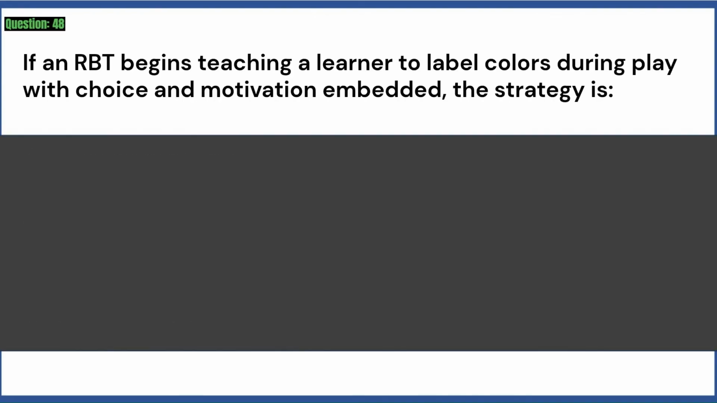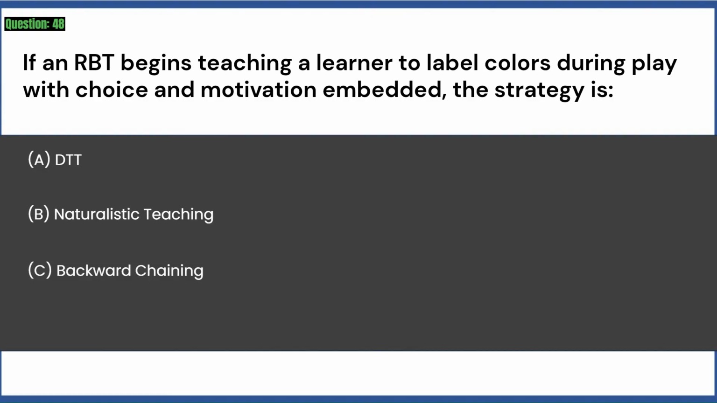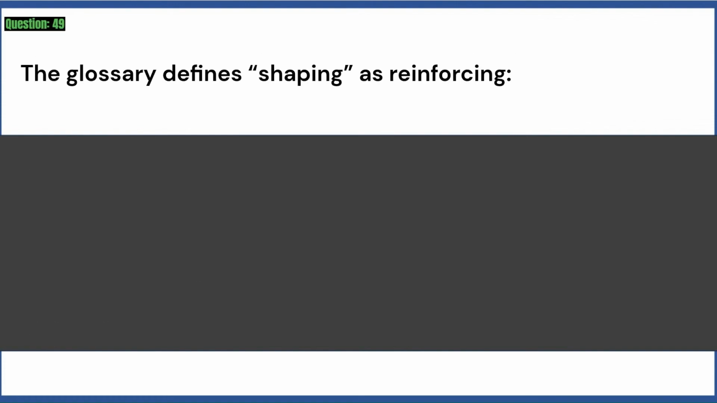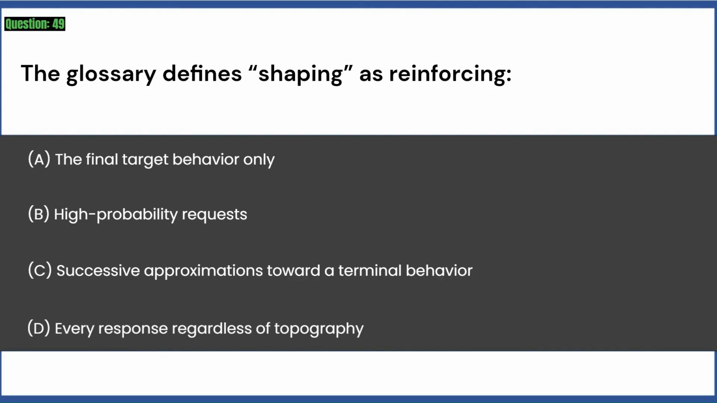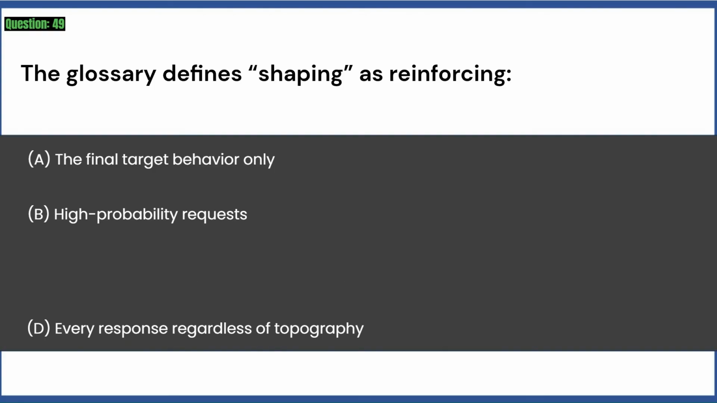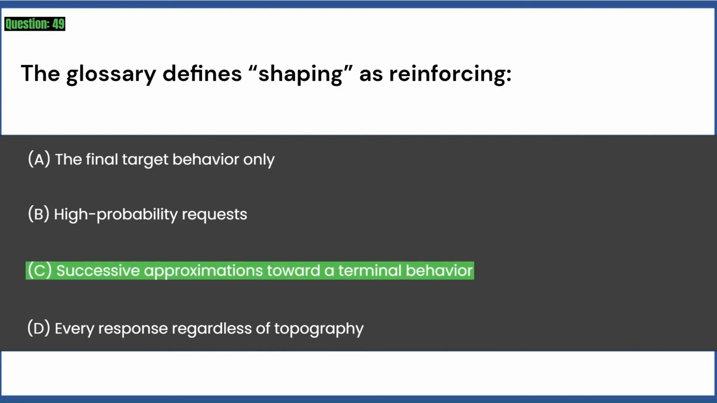If an RBT begins teaching a learner to label colors during play with choice and motivation embedded, the strategy is A. DTT. B. Naturalistic teaching. C. Backward chaining. D. Time delay prompting. Answer B. Naturalistic teaching. The glossary defines shaping as reinforcing A. The final target behavior only. B. High probability requests. C. Successive approximations toward a terminal behavior. D. Every response regardless of topography. Answer C. Successive approximations toward a terminal behavior.